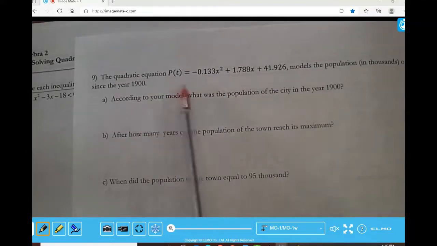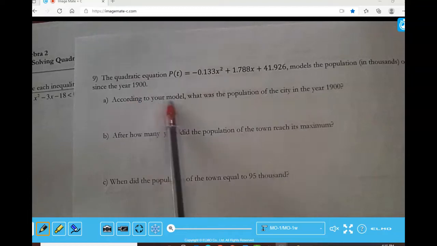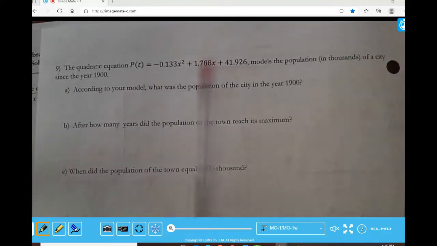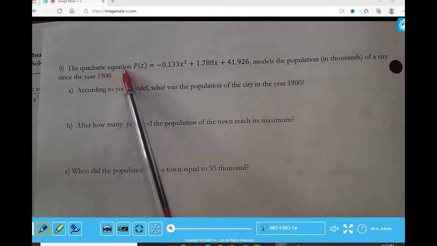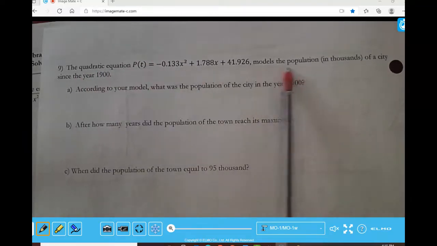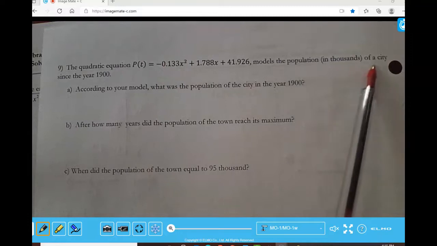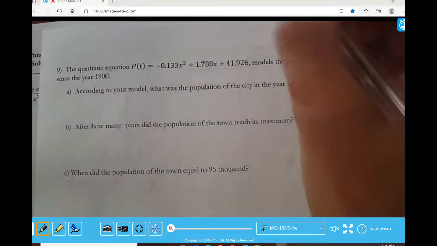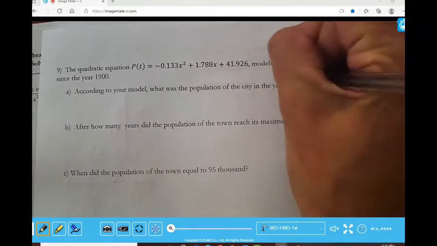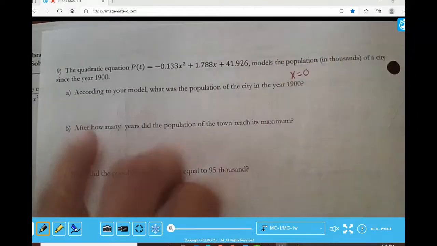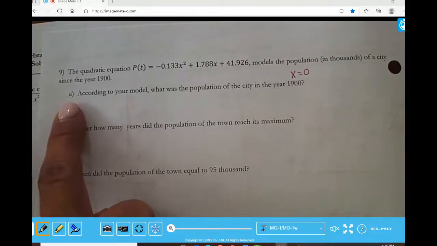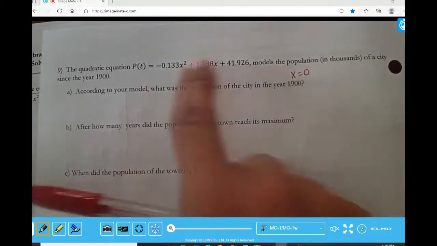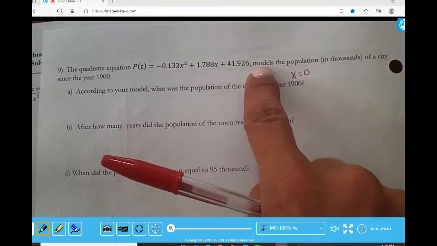And once you, well, I take that back. According to your model, what was the population of the city in the year 1900? Let's go back and read the problem. The quadratic equation, P of t, models the population in thousands of a city since the year 1900. So 1900 is the beginning. That's like x just being 0. So for this question, you're actually going to evaluate what was the city in the beginning when x was 0. So, just going here and putting 0 in.